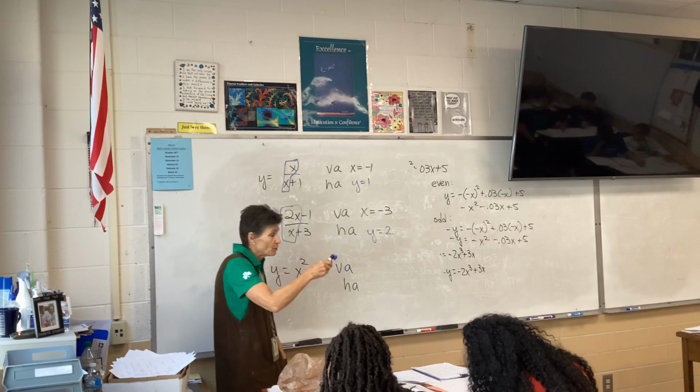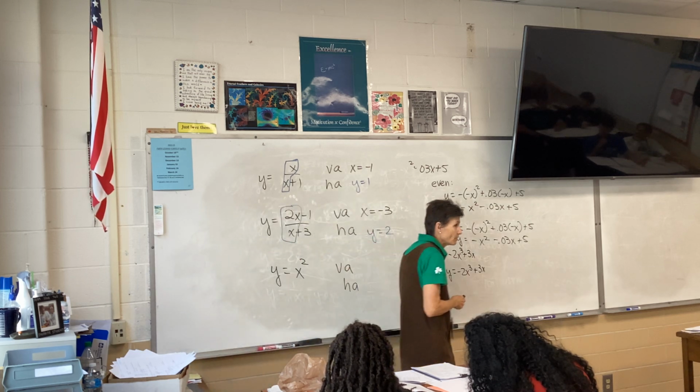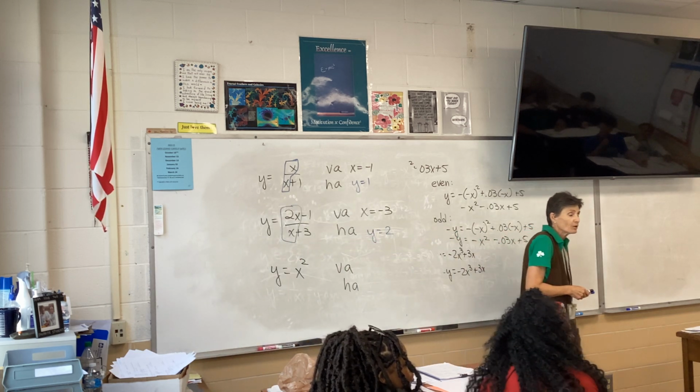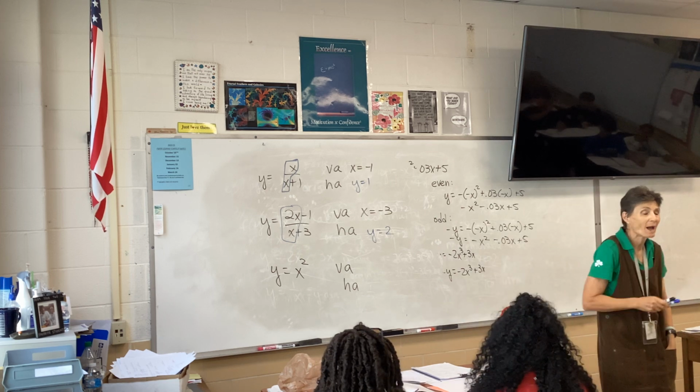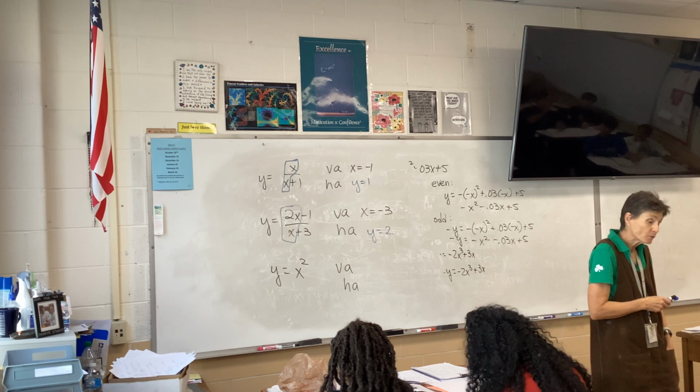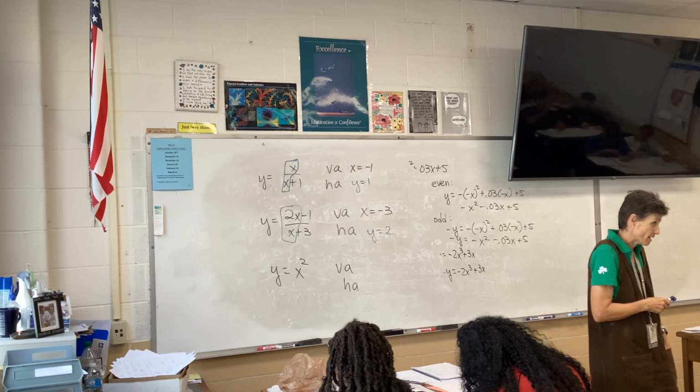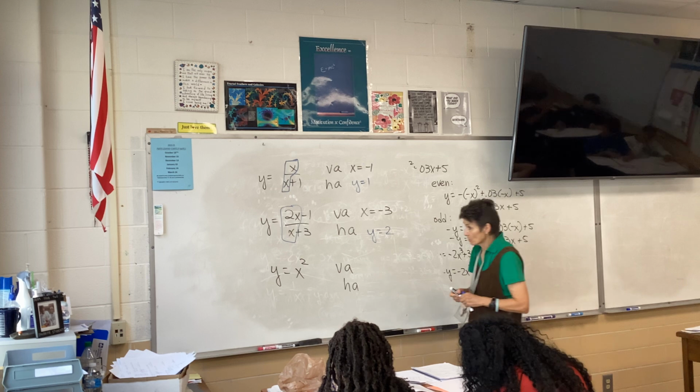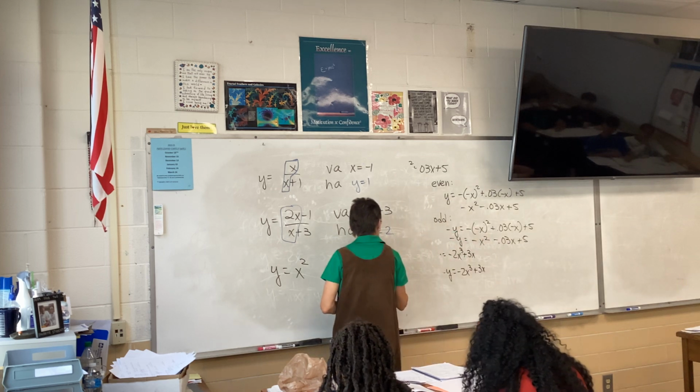Uh-oh, I'm trying to trick you, but I haven't tricked Nyla. She's back there shaking her head. If you're gonna have a vertical asymptote, what do you have to have? A denominator. That's where they come from. If you don't have a denominator, then you are not gonna have a vertical asymptote. So there is no vertical asymptote.